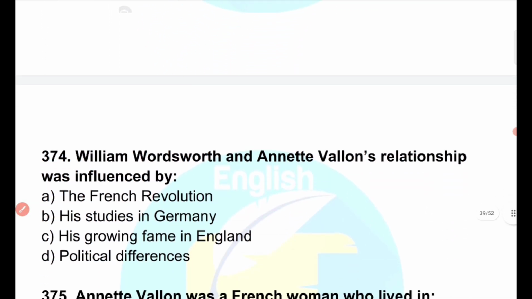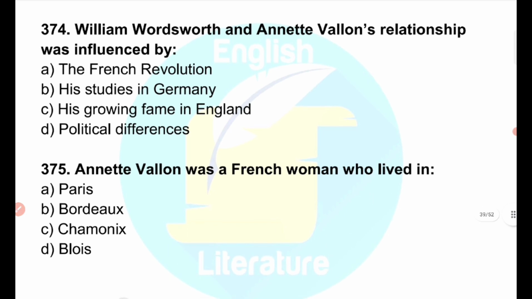William Wordsworth and Annie Wallon's relationship was influenced by option A, the French Revolution. Wordsworth and Wallon met in France during his visit in 1791. However, due to the outbreak of the French Revolution and political tensions between England and France, Wordsworth had to return to England, leading to their separation.